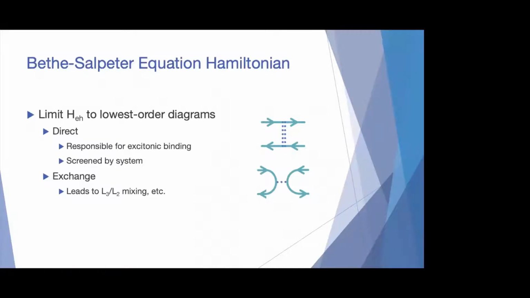The last term then are the interactions between the electron and the hole, and here we stick to lowest order in the BSE. The first is the so-called direct term, which is an attractive screened Coulomb interaction between the electron and hole, which is responsible then for excitonic binding, and then a repulsive exchange term, which can be minor for K edges, but importantly contributes to the intensity mixing of the L2, L3 edge for things like transition metals.